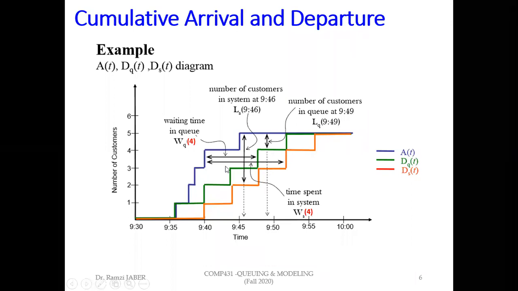Here customer three exits, customer four exits from queuing. So in the queue only, we have one customer waiting in the queue, but we have two customers in the system, because from here to here, and so on. So from this graph you can conclude every variable, LS, LQ, WQ, WS, for each customer, okay? We'll go deeply into the graph.